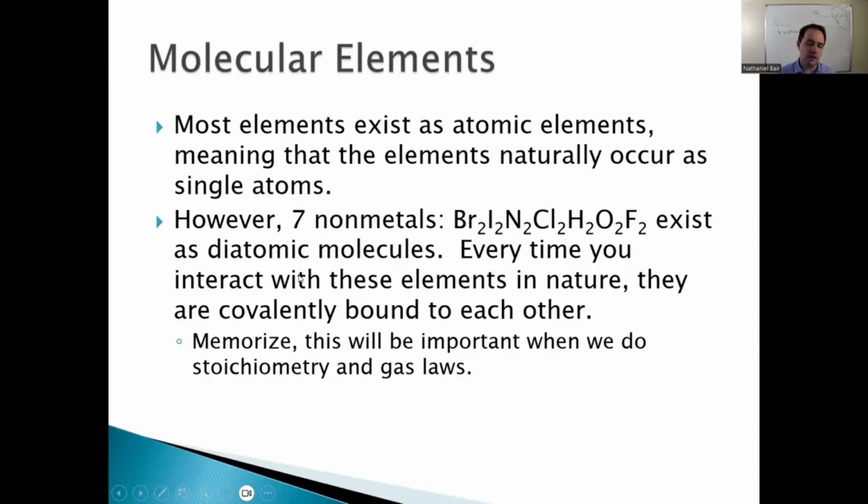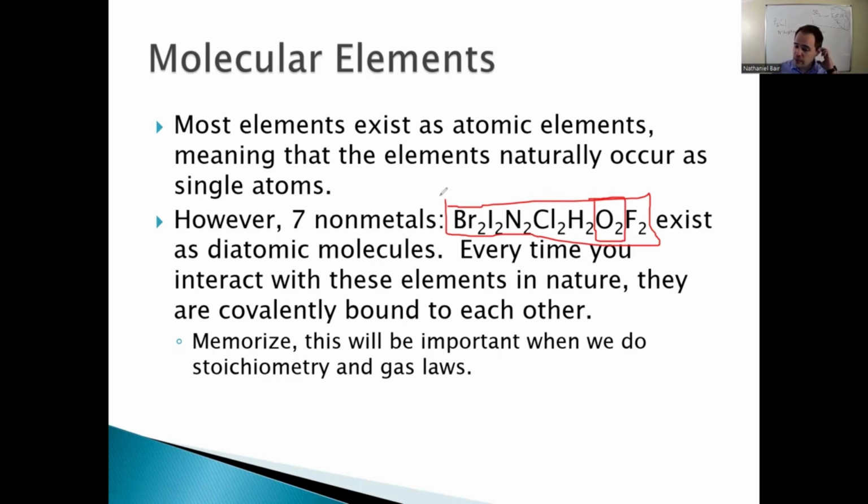Molecular elements. I don't know where else to put this. There are 7 elements that come as diatomic species on Earth, and you should memorize them. These are going to be really important when we get to the gas chapter, the gas unit, because 5 of the 7 are gases. So when I say oxygen, you should know I'm talking O2, because monoatomic oxygen, just O, is not stable.